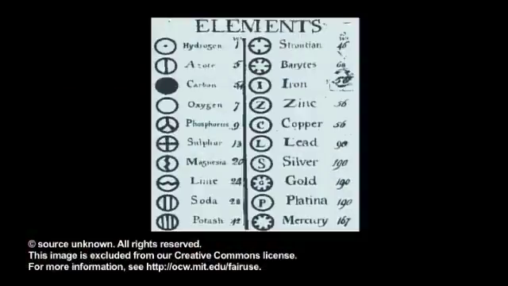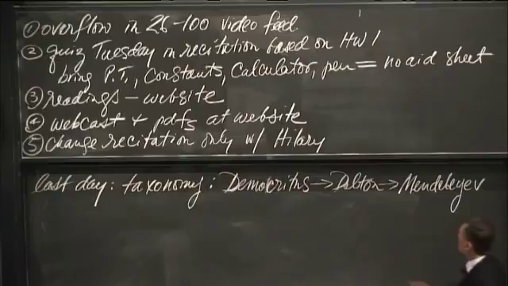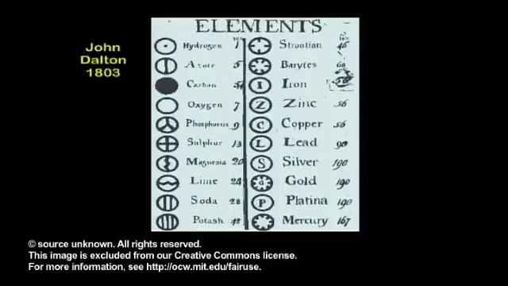So last day we started talking about taxonomy, and that led us to the beginnings of atomic theory. We visited with Democritus, 400 BC. We had that detour with the idiocy of Aristotle, and then eventually got back to our senses, and we saw John Dalton with his table of the elements, and then ultimately on to Mendeleev. And I wanted to pick up the thread there.